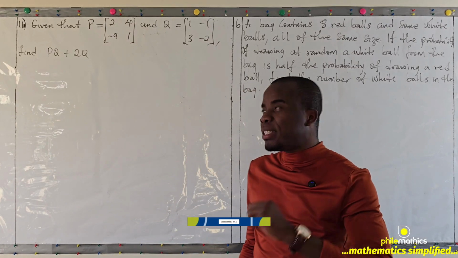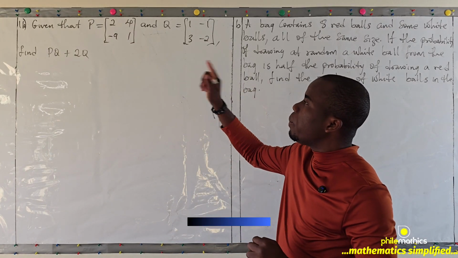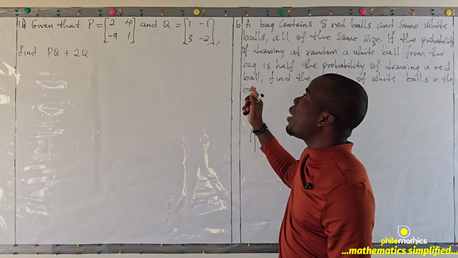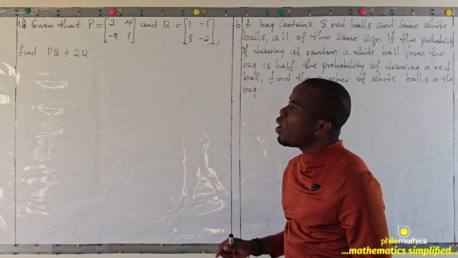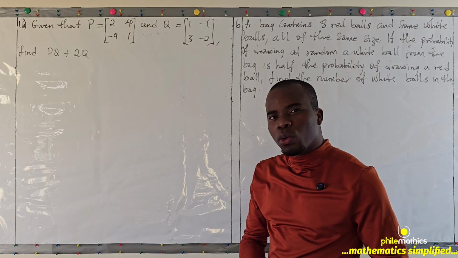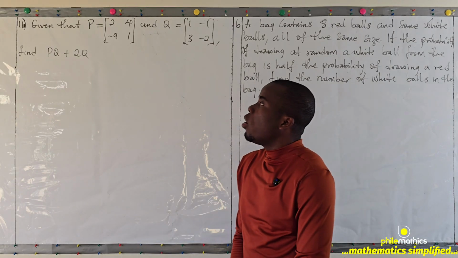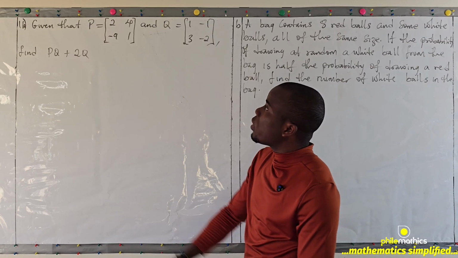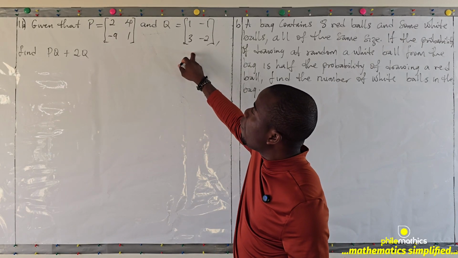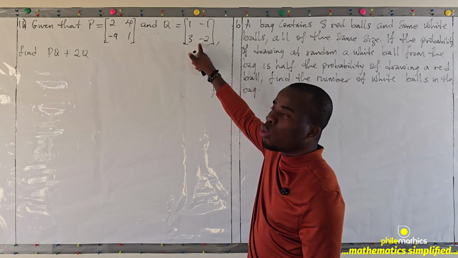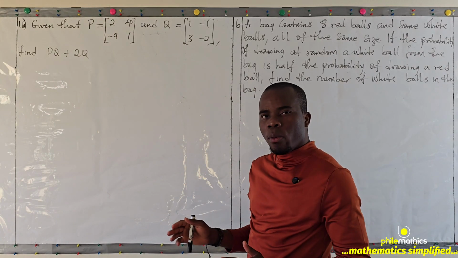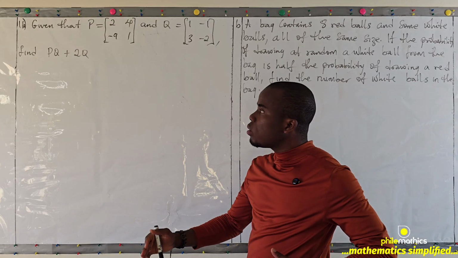Let's look at what it says. Given that P is [2, 4; -1, 9] and Q is [1, -1; 3, -2], find PQ + 2Q. Now, one can decide to multiply P with Q and then find 2Q and then add it and you get the answer. Correct.